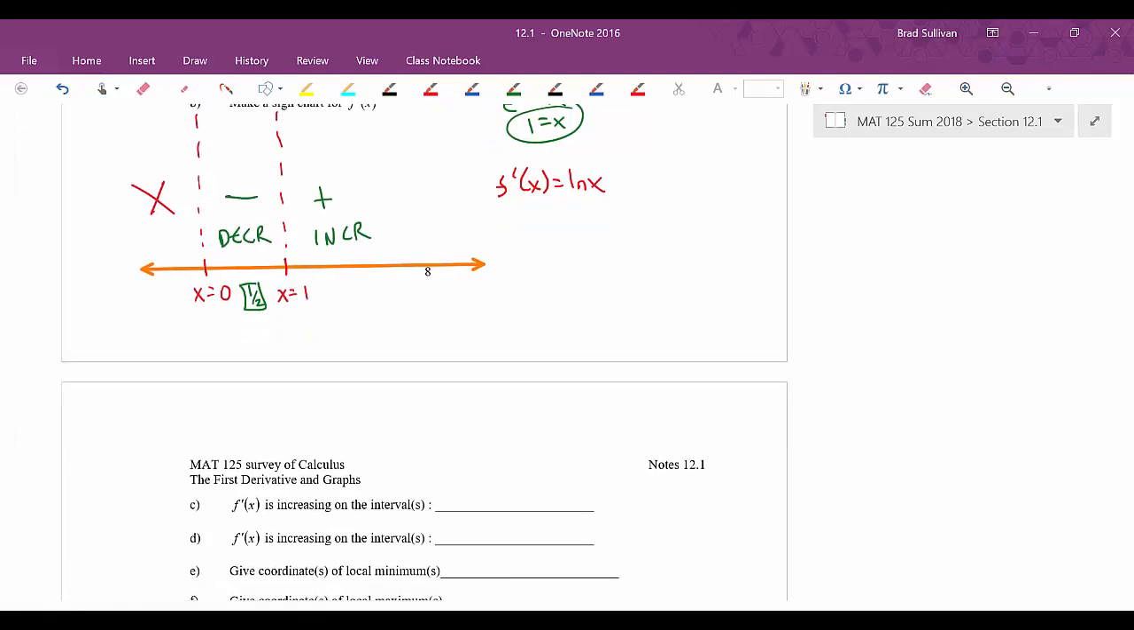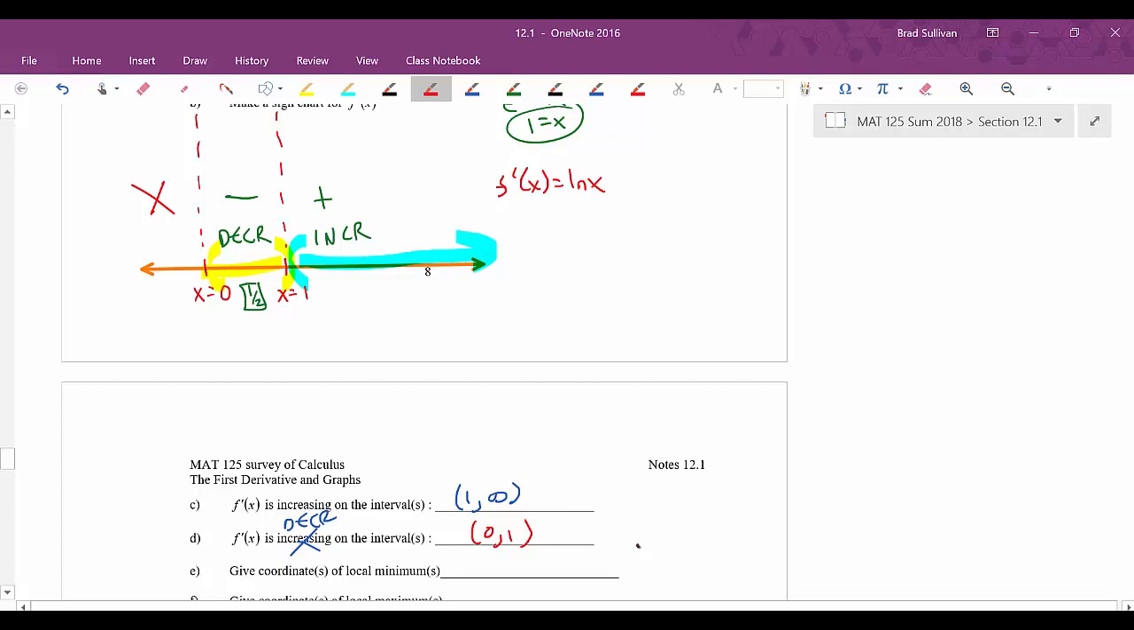Okay, so now if you look at the sign chart, we would be increasing from there to there, open interval. So we would say 1 to infinity. Decreasing would be in here, and it would be an open interval again, so it would be from 0 to 1.